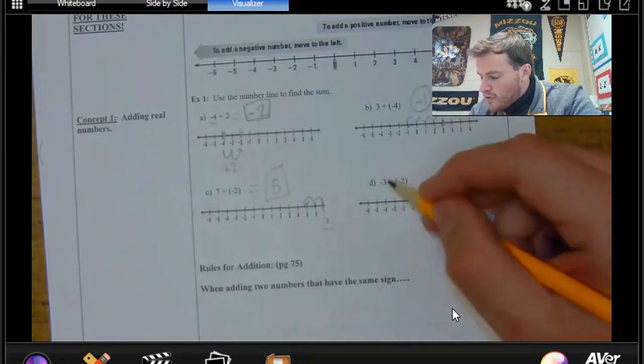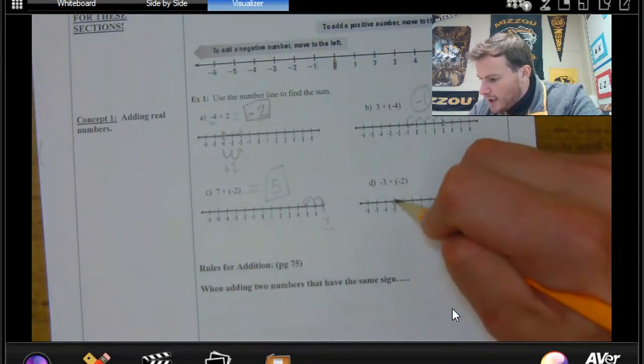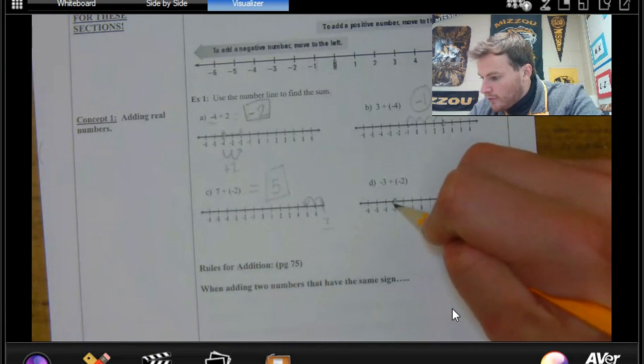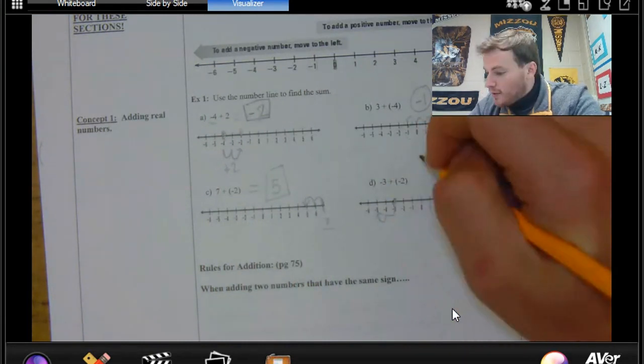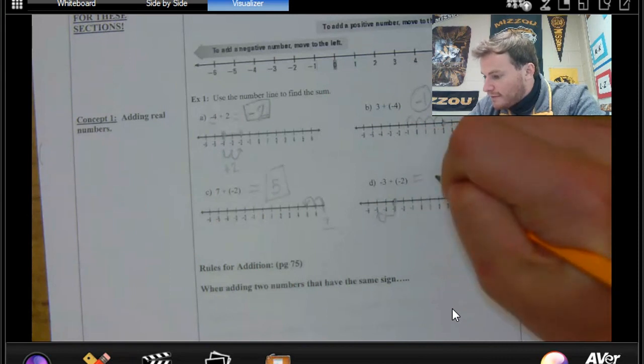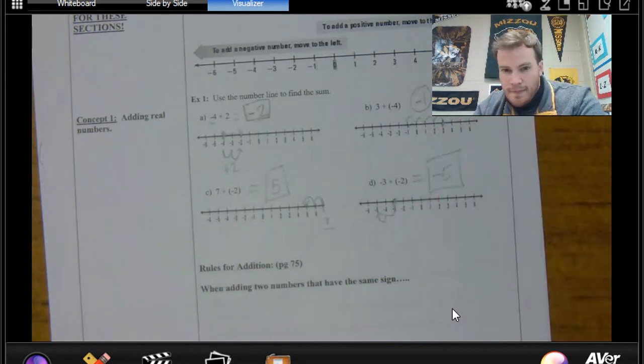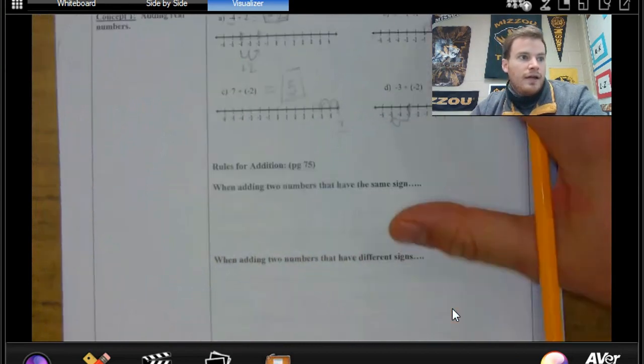We start at -3 here, and this is to go back 2: 1, 2. We're adding a negative, so we're going back. That equals a total of -5. Pretty good there?